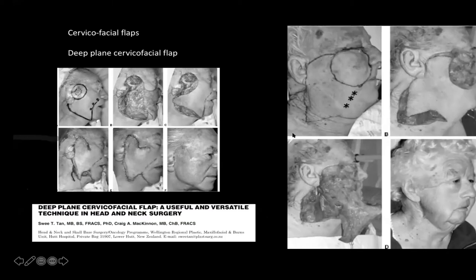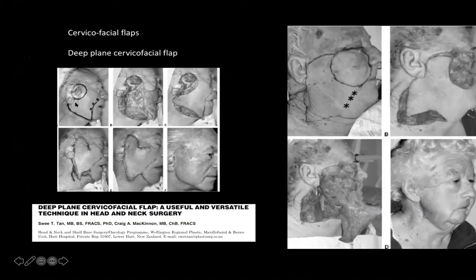Now, there has been talk of something called the deep plane cervicofacial flap. The deep plane cervicofacial flaps have been propagated by Sweet and Ann from New Zealand. Basically, they are anteriorly based flaps. So, if you have a defect here preauricularly, or if you have a defect here infraorbitally, you try to preserve the perforators that are coming from the facial artery. And then you mark the skin flap, and then you rotate the skin flap into the defect, but the skin flap is raised so that the perforating branches from the facial artery are preserved.